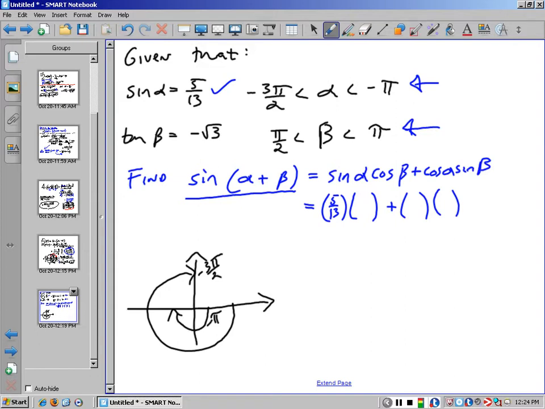So that means alpha lives somewhere in here. Right, somewhere in quadrant 2 is alpha. Right, that's how I interpret this piece right here. Greater than negative 3 pi over 2 and less than negative pi actually puts you in quadrant 2. Does that make sense? Yeah. It's a little tricky. Okay, so that's alpha.